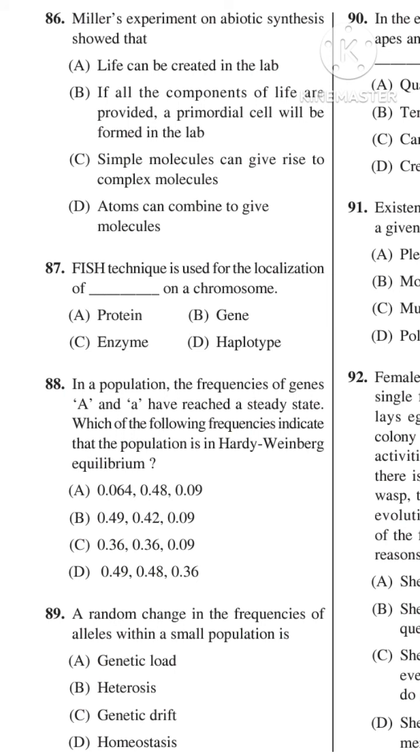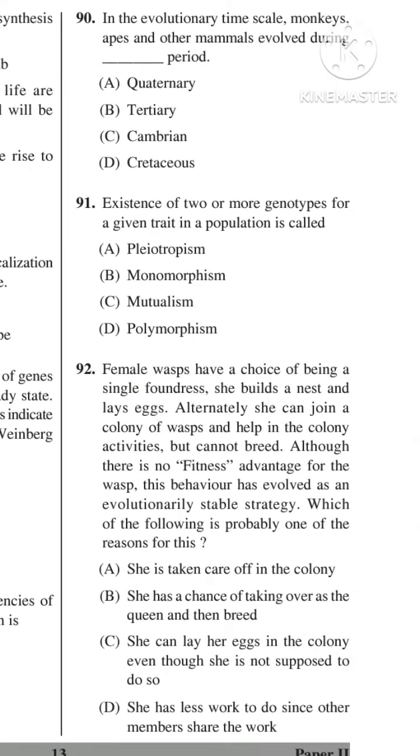Next, a random change in frequencies of allele within a small population. It is a definition. The correct answer is genetic drift. So we know that genetic drift is a random change in allele frequency of a small population. Next, question number 90. In the evolutionary time scale, monkey, ape and other mammals evolved during a dash period. So the right answer is tertiary period.